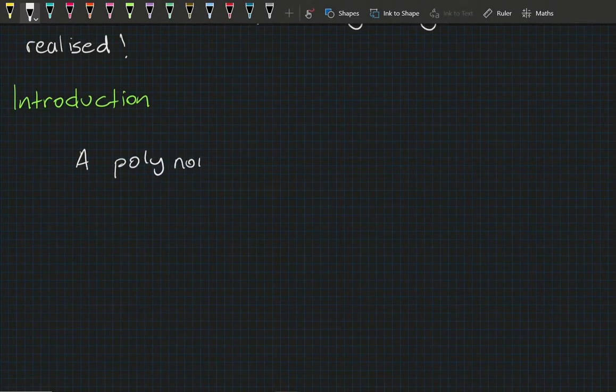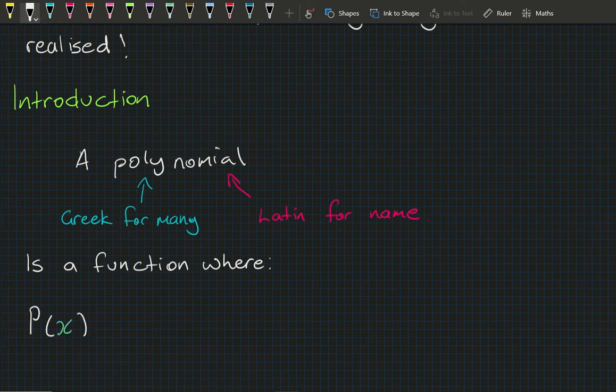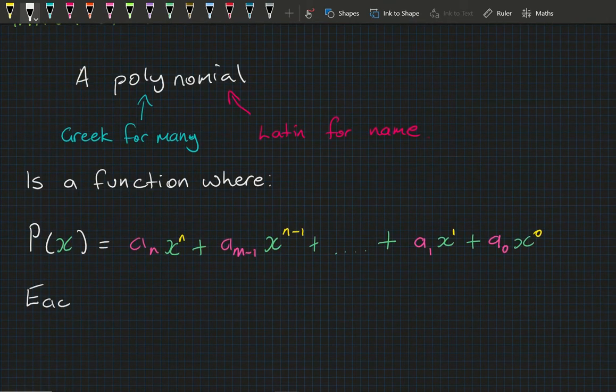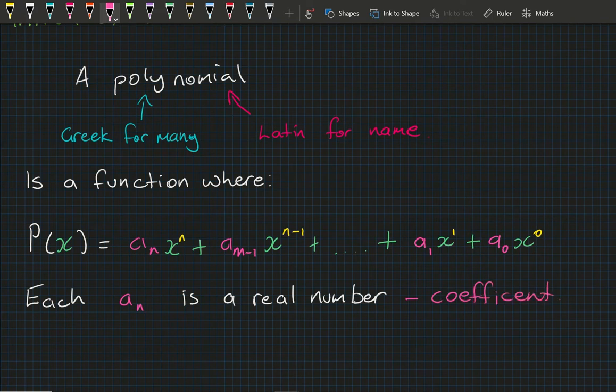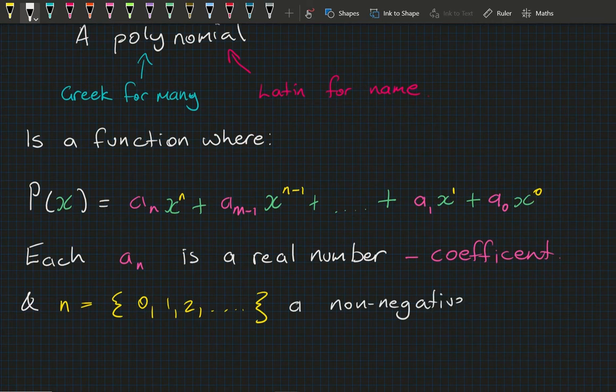A polynomial, which contains the old Greek word for many and the Latin word for name, is a function where p of x is equal to a_n times x to the n plus a_(n-1) times x to the n minus 1, and continuing on until we get x to the 0. Each a_n is a real number and it's the coefficient of that x. And n is either 0, 1, 2 or 3 or any other non-negative integer.